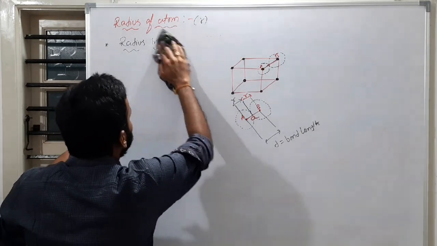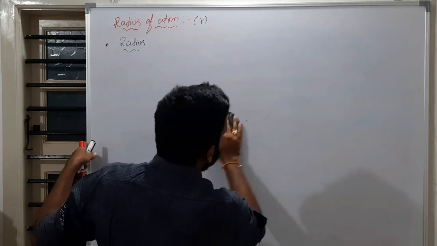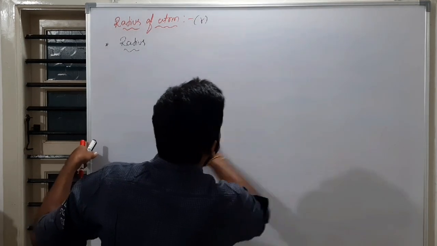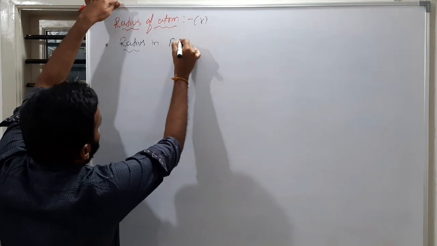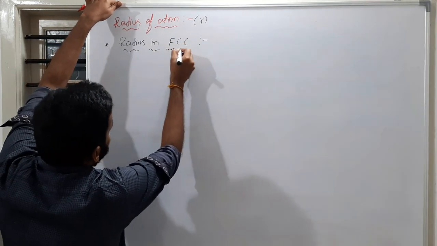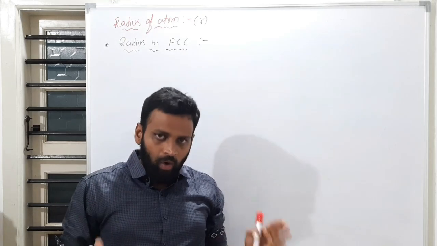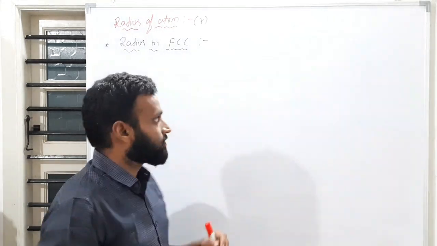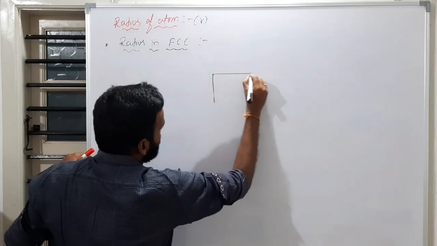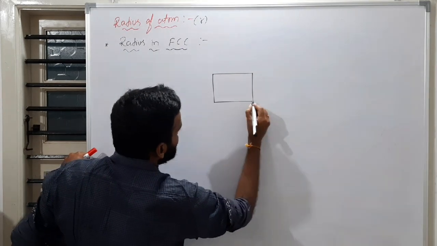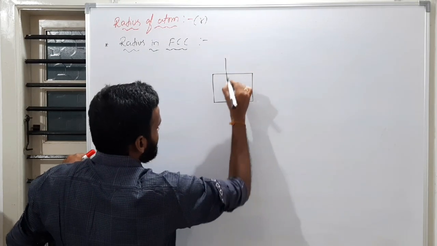Now let's see the radius in FCC, face centered cubic. In FCC, you have atoms in all corners as well as face center atoms. So to find the radius in FCC, first of all we have to draw the crystal lattice like this. Here I am drawing this crystal lattice.